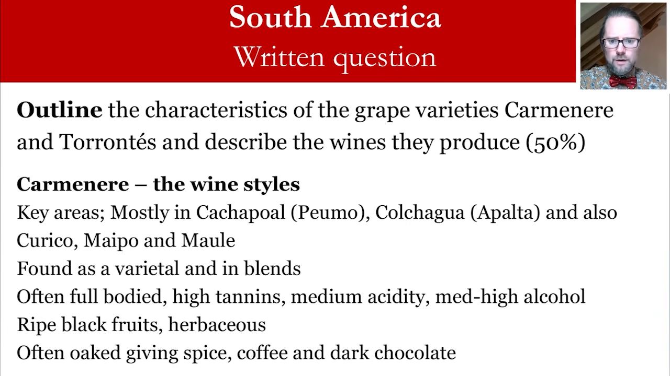So we know that this grape variety is often found as a varietal, but it can also be found in blends. It's increasingly becoming a single varietal, and there are two very good examples that are often very full-bodied with high levels of tannin, medium acidity, with black fruits, herbaceous characters, and spice with oak if it is used. So that's what's listed down here, found as a varietal and in blends. As a varietal, often full-bodied, tannin, medium acidity, medium to high alcohol, ripe black fruits and herbaceous, and then the spice and oak-based characteristics as well.